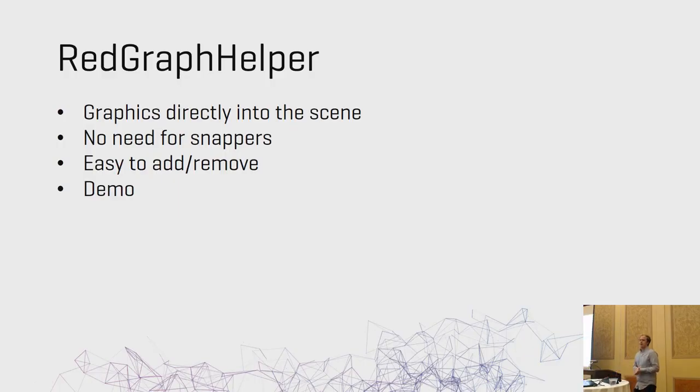So there are many ways of adding these graphics to CET. One of the ways is the red graph helper, and it is under CM Core Red 3D Debug Red Graph Helper, and you can add graphics to the scene here. So like direct lines or spheres or rectangles or coordinate systems, whatever. And it's easy to add and remove stuff from here. So I will show you an example of how it can work.